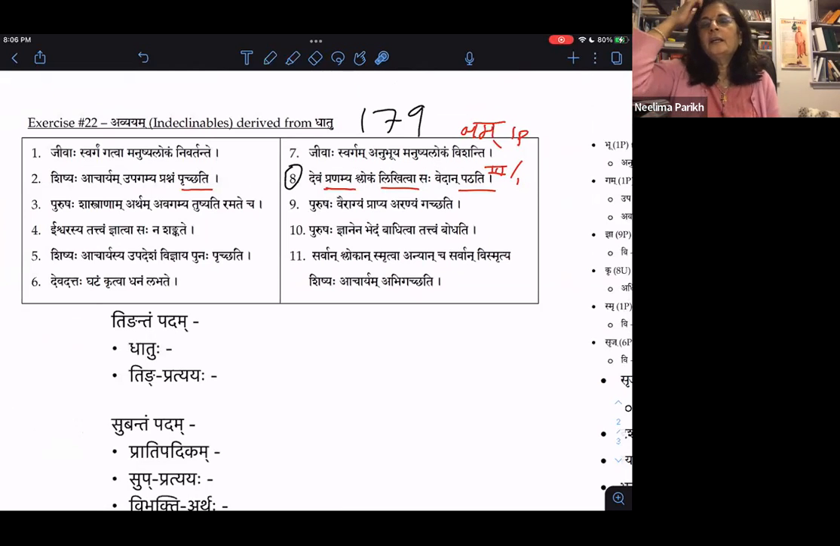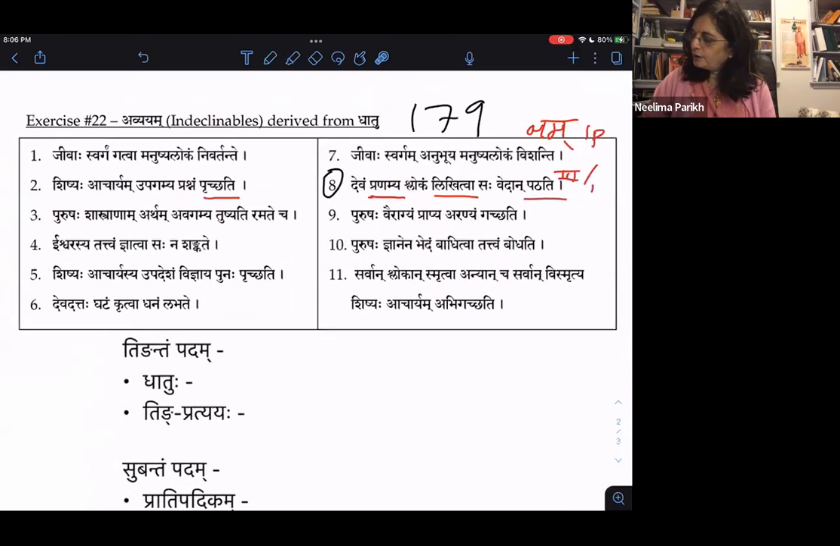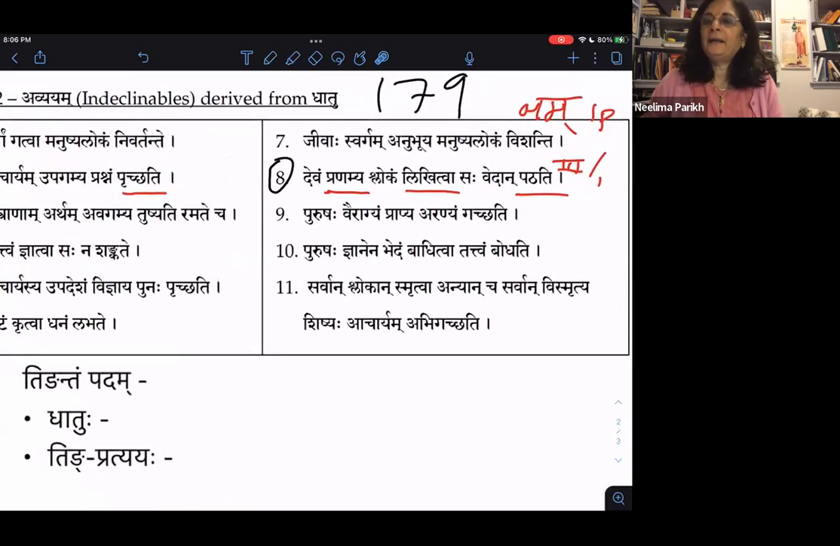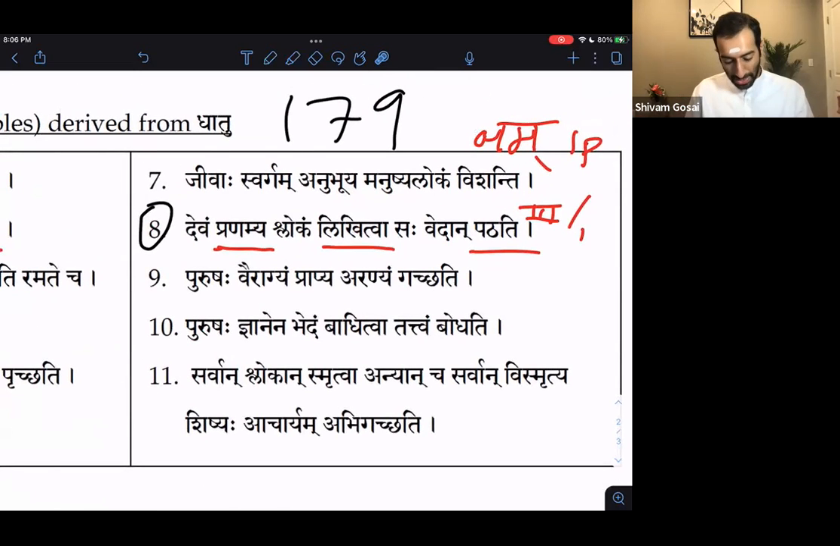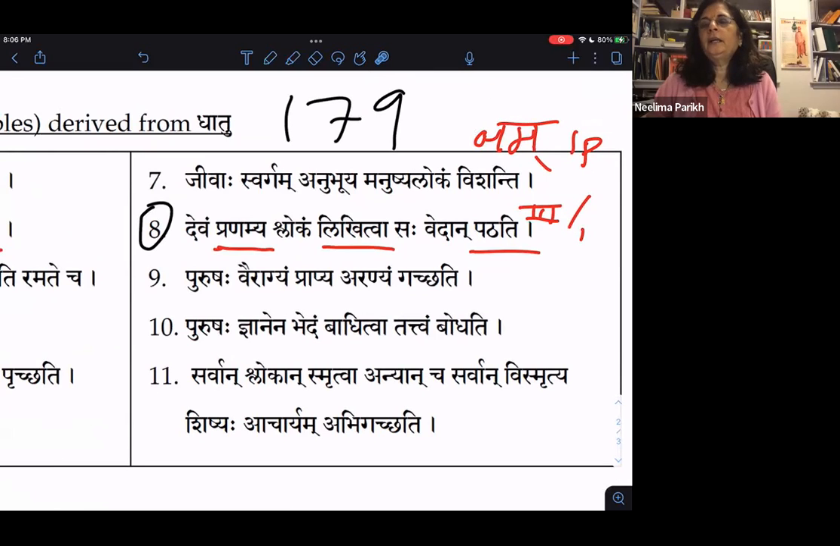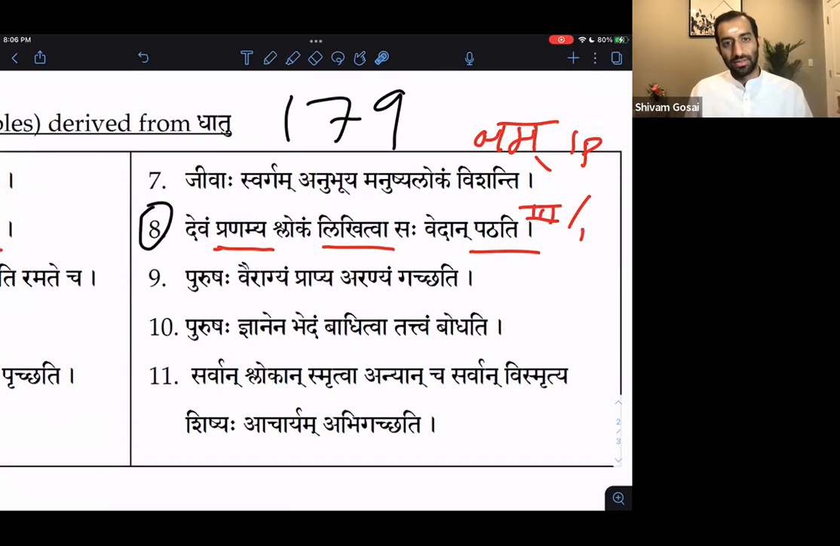I have two questions. In this one we just did, Devam Pranamya Shlokam Likhitva Sa Vedan Patati, there is no 'and'. Is that correct? Having gone to God and having written a shloka, he reads the Vedas. But there's no cha. So we just put an 'and' on our own, or we don't have to? Right. So in Sanskrit, we don't need that. But when we're translating to English, it's implied, right? In Sanskrit, we know that he's doing this, and then he does this. But we don't need that 'and', it's implied here. But when we translate to English, we will need that 'and'. So he, having done this and having done this, he does this.